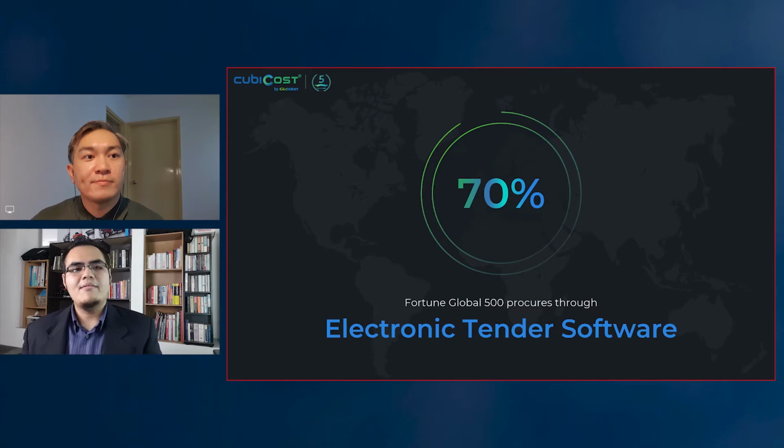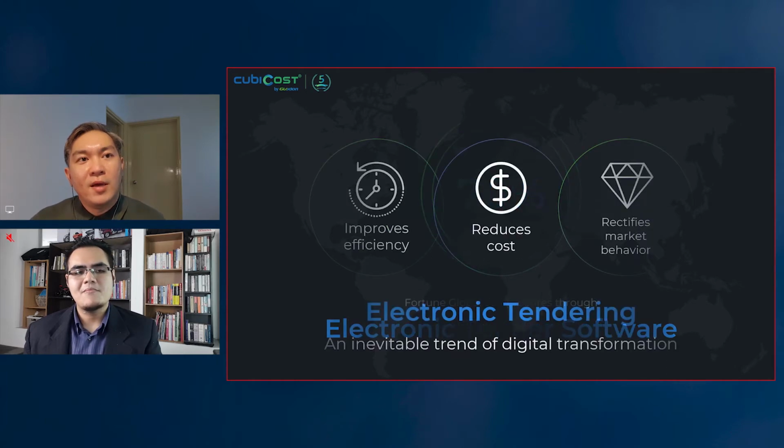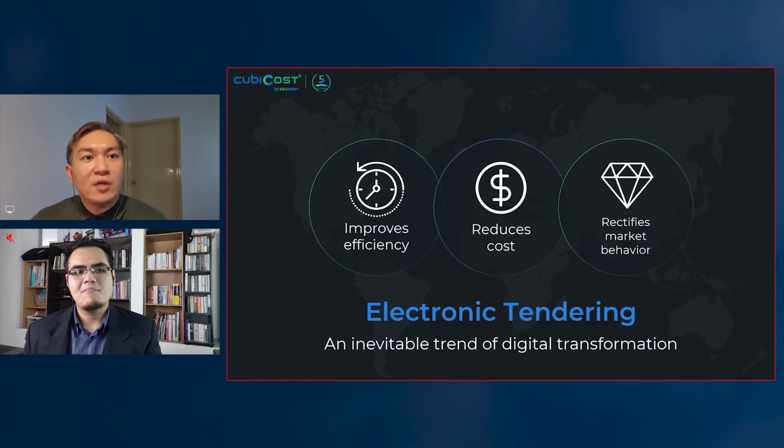Okay, Mike, I read about a statistic the other day. 70% of Fortune Global 500 procure through electronic tender software. Yes, Amiru. Electronic tendering is proven to bring improvements in terms of cost and also efficiency.